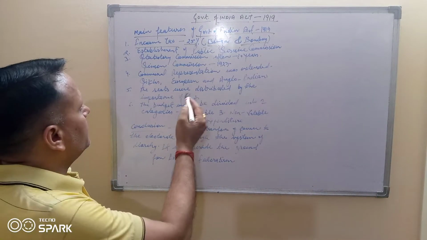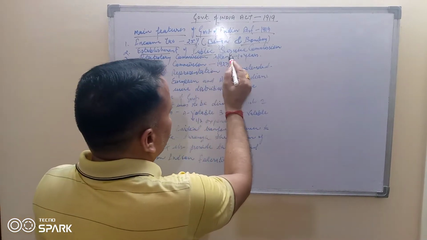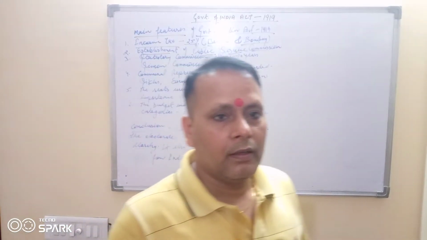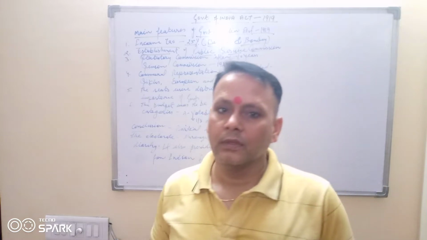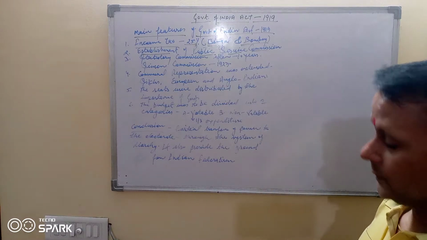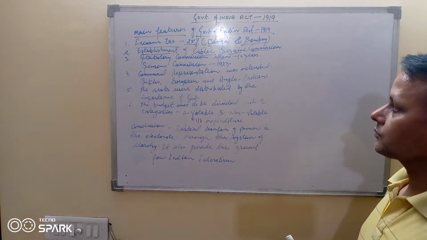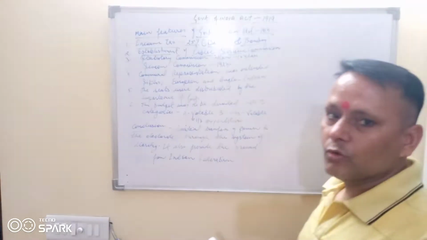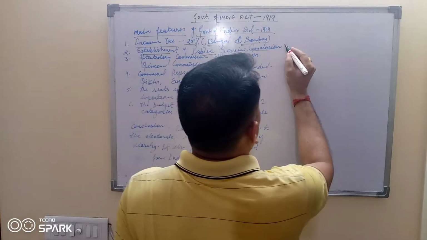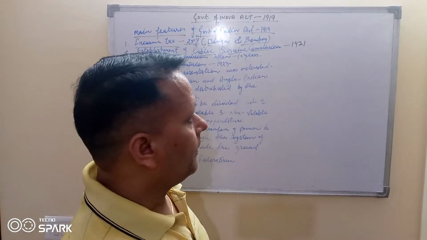And the second thing is the establishment of the Public Service Commission. For the first time, the provisions for the Public Service Commission came according to the Government of India Act 1919. After that, in 1921, the Public Service Commission was established.